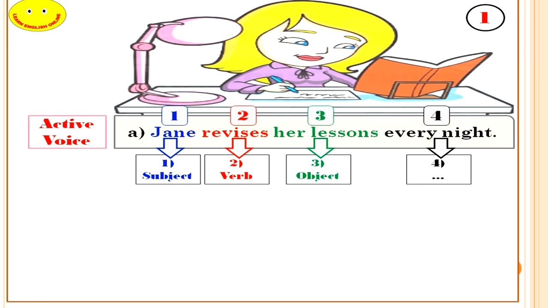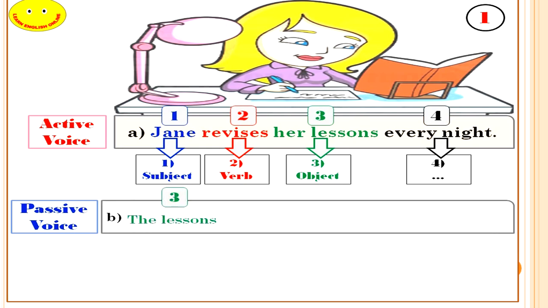What we need to do now is to change the sentence from the active into the passive voice. How to do this? Don't worry, it is very easy. The first thing we're going to try is to change the order of the parts in the first sentence. Jane revises her lessons every night. So part 1, part 2, part 3, and part 4. We're not going to follow this order. We're going to start by part number 3, her lessons, or better say, the lessons.